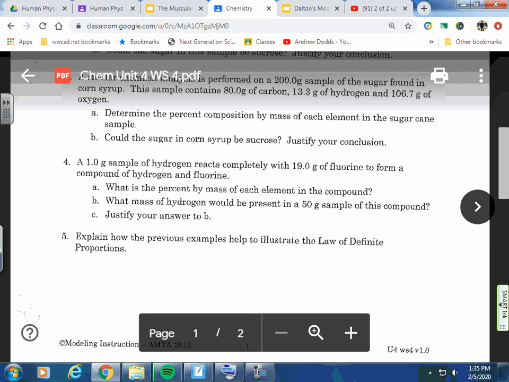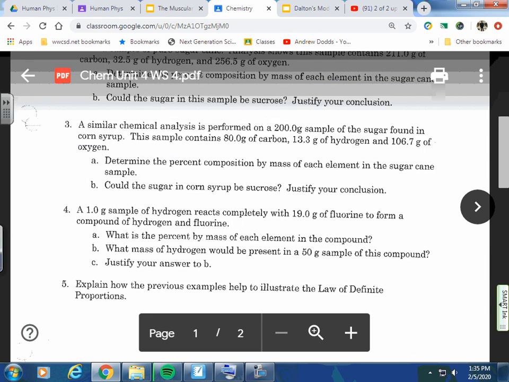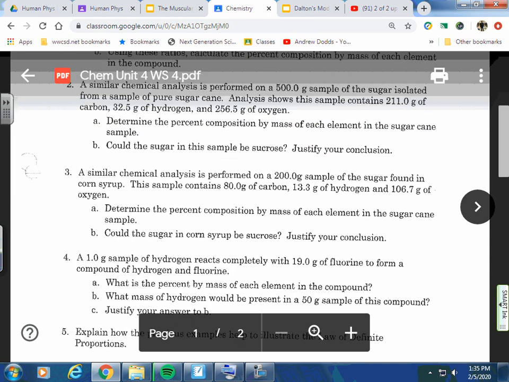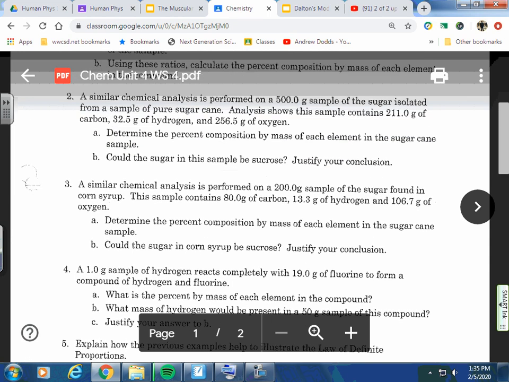So when we go back to number 3, we're trying to figure out if this would be the same exact type of sugar that we had in numbers 1 and 2. And when we did the math for 1 and 2, we found that the percentage of carbon was 42.2%, the percentage of hydrogen was 6.5%, and the percentage of oxygen was 51.3%. So we're going to find percentages for carbon, hydrogen, and oxygen in this sugar number 3.